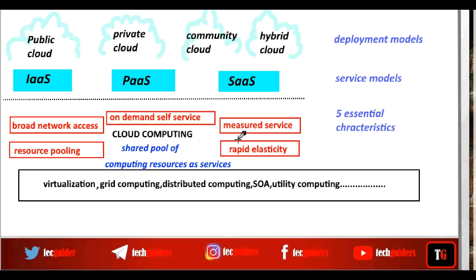So we have seen that cloud is a business model for the delivery of remote services over the internet, and cloud has 5 essential characteristics, 4 deployment models and 3 service models. So depending upon how cloud services are delivered to the users, there are mainly 3 cloud service models: IaaS, Infrastructure as a Service, PaaS, Platform as a Service, and SaaS, Software as a Service.